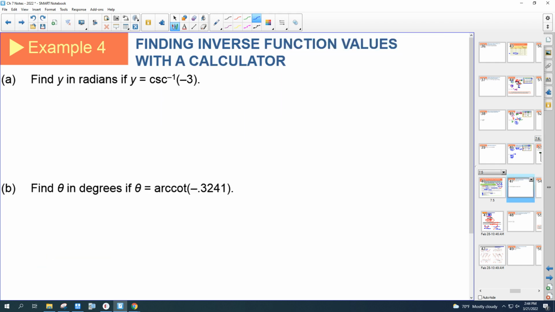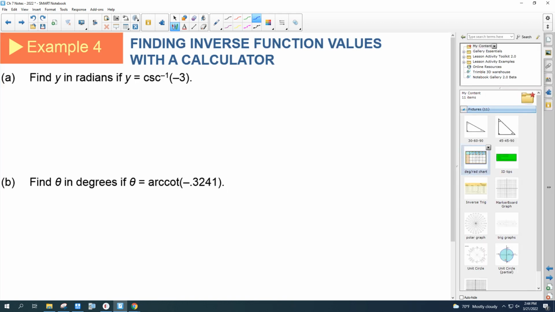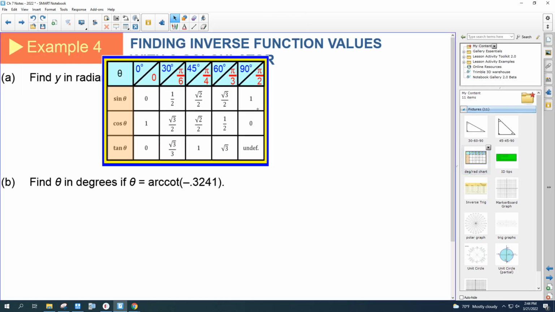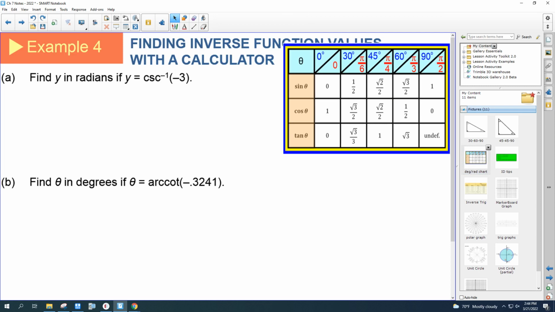Number 4. Find y in radians if y equals inverse cosecant negative 3. So really, same thing. This one says use a calculator. I guess that's different. But I don't know how to do cosecant, so I know the reciprocal of cosecant is sine. I'm going to do inverse sine of 1 over negative 3.